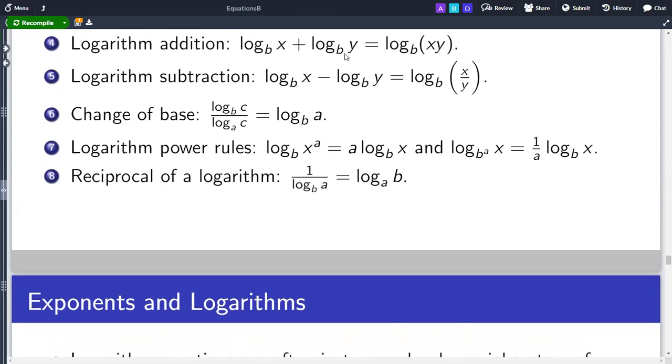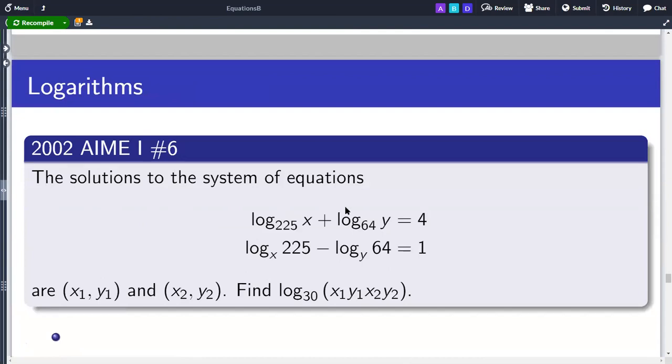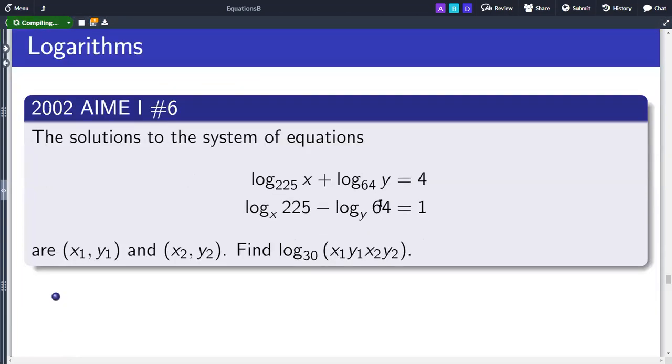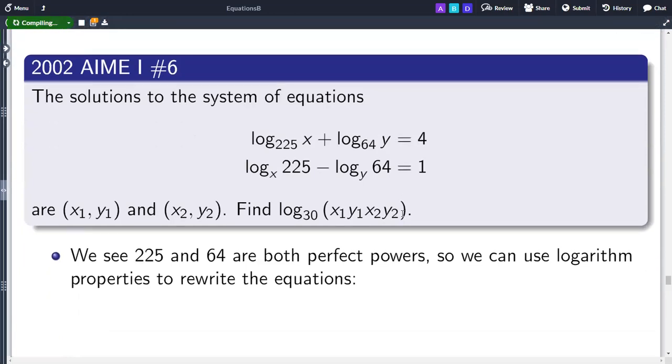Okay, I guess we'll move on to the next question. This is the first question we have on logarithms. Someone says to try logarithm properties. So we noticed that 225 is 15 squared and 64 is 2 to the 6th. So we can rewrite the equations using our properties.